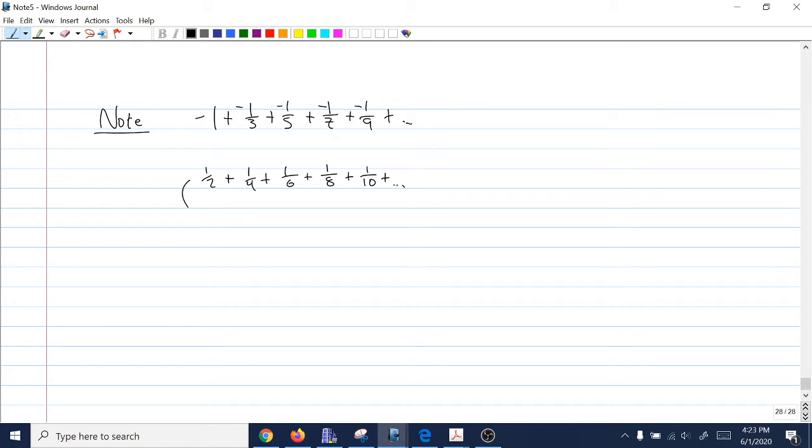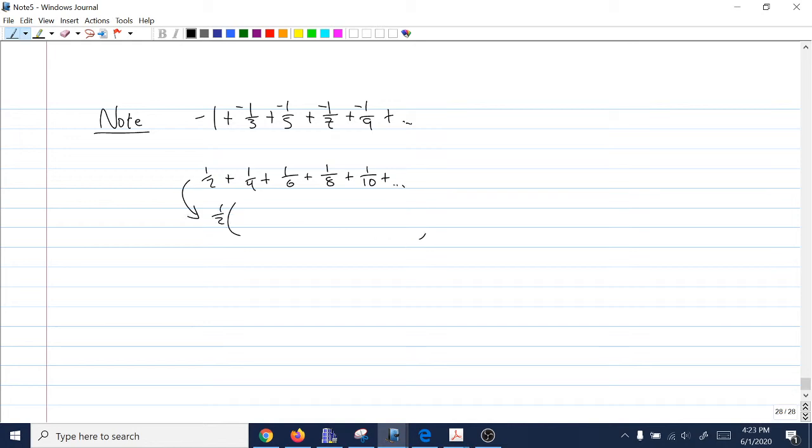Note. Let's consider 1 plus a third plus a fifth plus a seventh plus a ninth plus ... This is the sum of the odd terms. I guess they had negative signs on them when they were part of the alternating harmonic series. I want to split the alternating harmonic series into its odd terms and its even terms. The even ones are easier to understand.